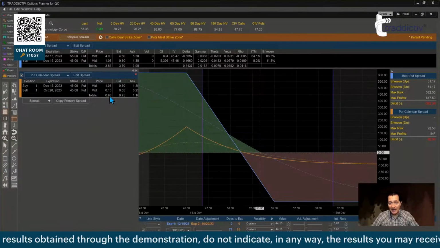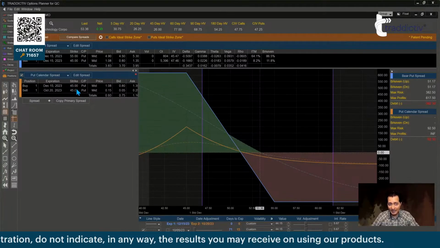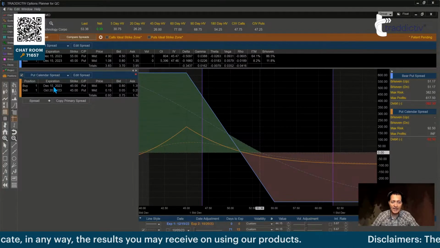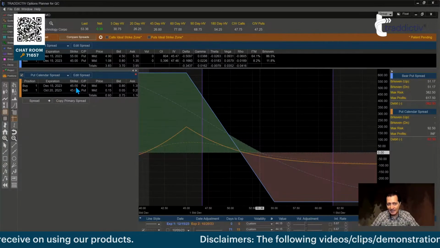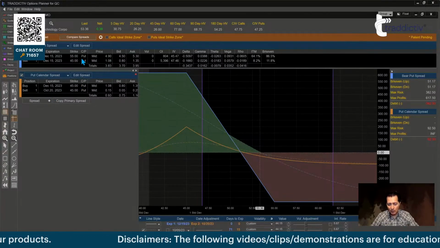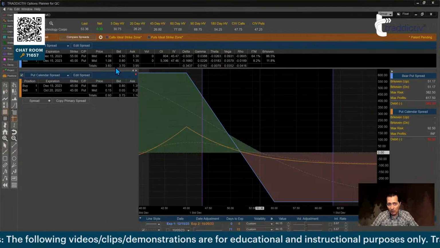I pay less. Why? Because remember what we said, you are buying and selling the same strike, so it cannot be too expensive. Of course, it is going to cost you something because it's not the same expiration date, but it cannot be that expensive because it's the same strike, where in the case above, the strikes are wider. Therefore, it's going to cost you more.